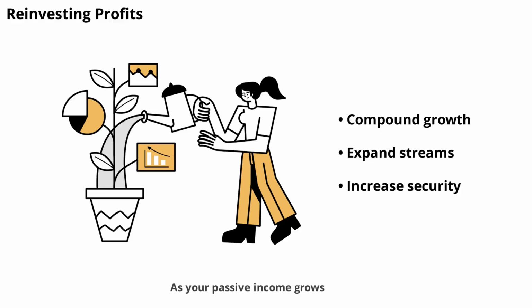As your passive income grows, reinvest some of your profits into new opportunities. This could mean buying more stocks, expanding your digital assets, or outsourcing tasks to free up your time. Reinvesting accelerates your growth and helps you build multiple streams for greater security.